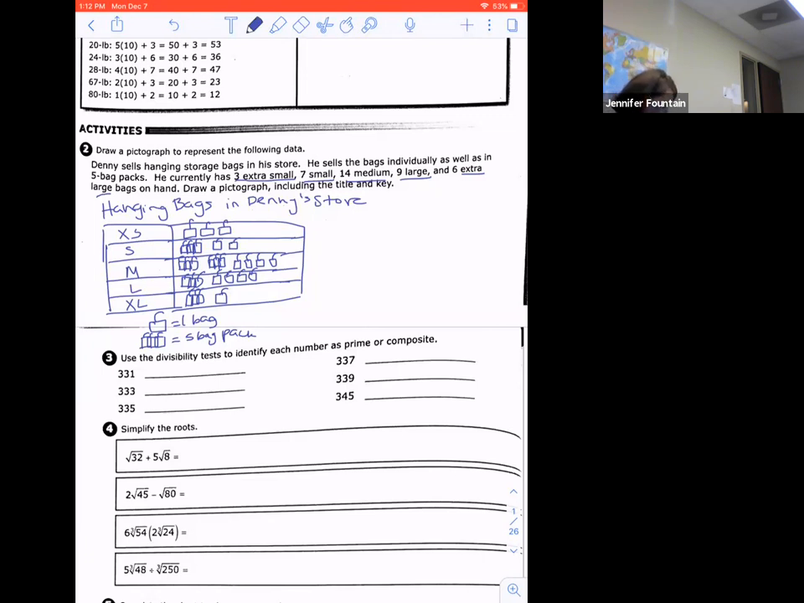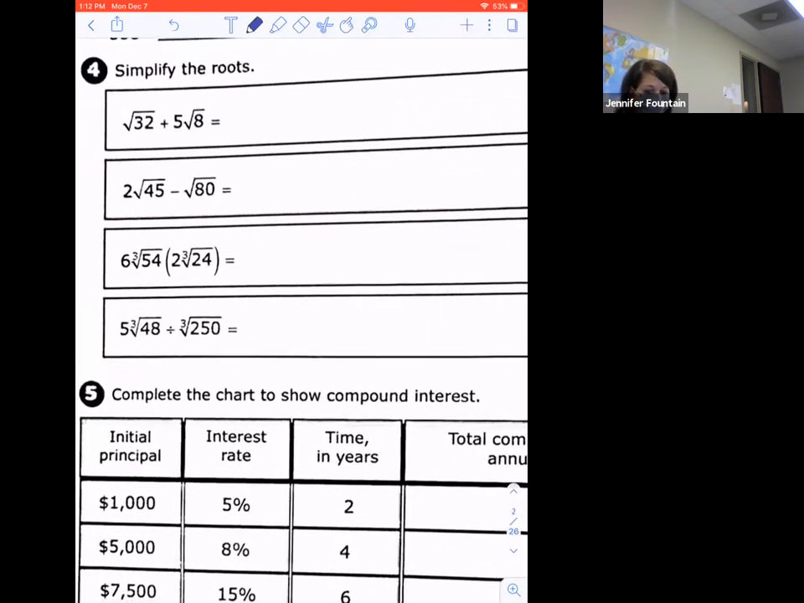All right, let's turn over to page 132 and do a little bit of review. On 132, we are going to start with activities four, simplifying roots. So think back to dealing with roots and radicals. If I've got the square root of 32 plus 5 times the square root of 8, I've got addition, subtraction, multiplication, and division dealing with radicals.